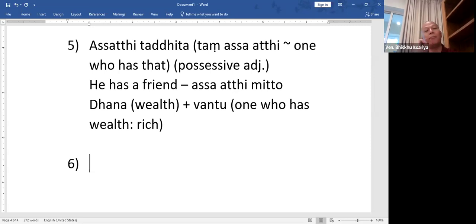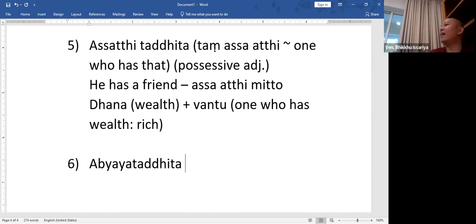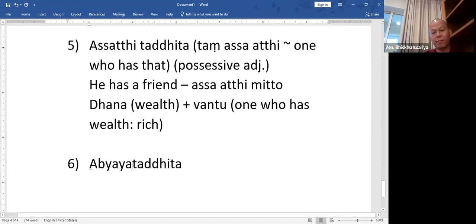Okay, this type, mostly you already know. Next is Abhyaya Taddhita. What is Abhyaya? Please check in your dictionary. Only Abhyaya, not Taddhita. Not kusala, not akusala, not Abhidhamma. That is Abhyagata.